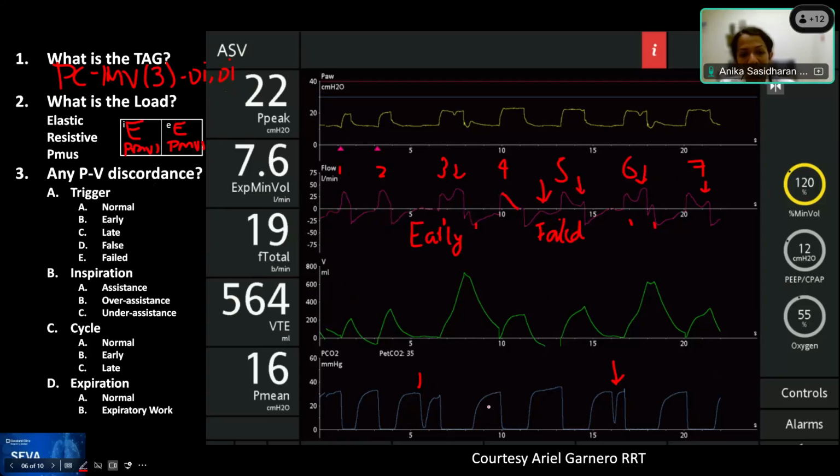Are we calling this assistance, over assistance, or under assistance? Just for brevity's sake, we will call this in general assistance, but we did talk about maybe there was some under assistance here because the patient is doing work on the vent, but it's not unacceptable. So we'll call this one assistance. What about our cycle? Anything wrong with our cycle? Normal, early, late?